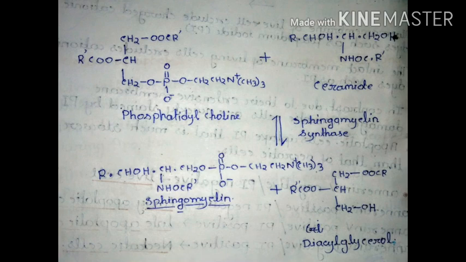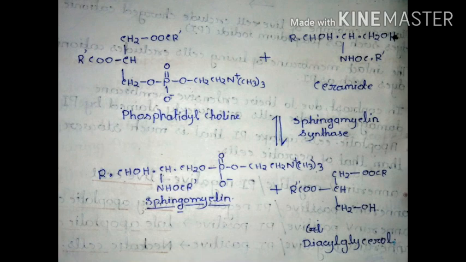Now how is sphingomyelin formed, or what are the substrates that form the product sphingomyelin? Phosphatidylcholine and ceramide, with the help of the enzyme sphingomyelin synthase, form sphingomyelin. Along with sphingomyelin, another glycerol-based lipid, diacylglycerol, is formed. So phosphatidylcholine attached with ceramide, with the help of the enzyme sphingomyelin synthase, gives sphingomyelin and diacylglycerol.